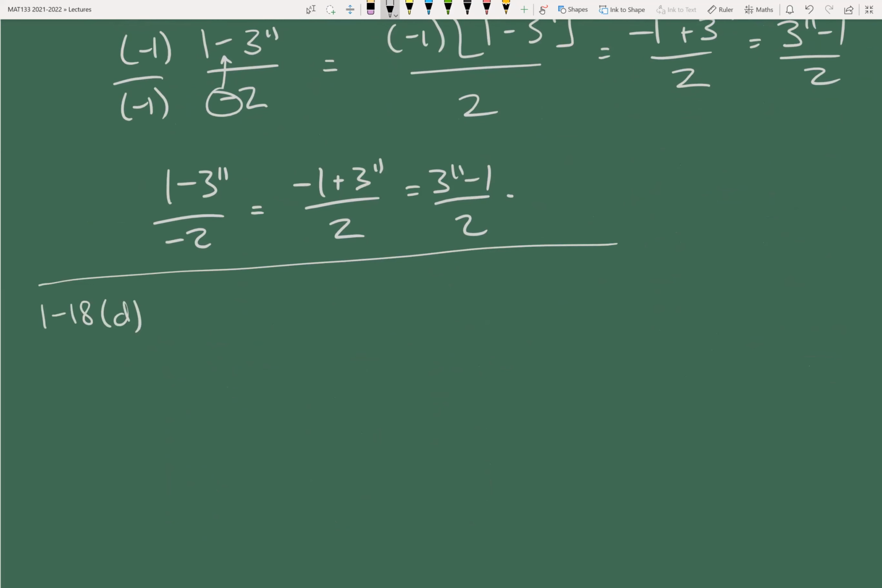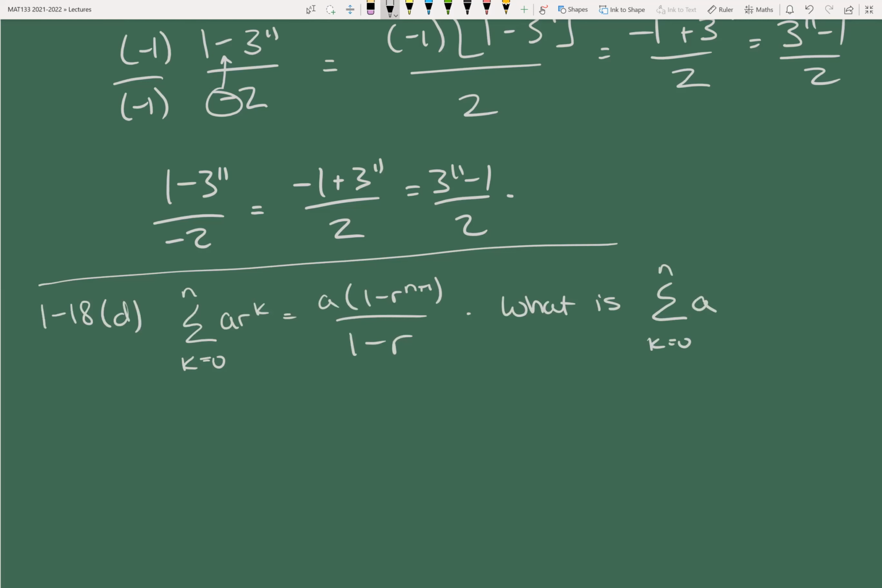So again, we are told same formula as above. Let me repeat it just so that we have it in front of us. The sum of AR to the K is A times 1 minus R to the N plus 1 divided by 1 minus R. And the question is, what is the sum from K equals 0 to N of AR to the 2K? Okay, so any ideas?